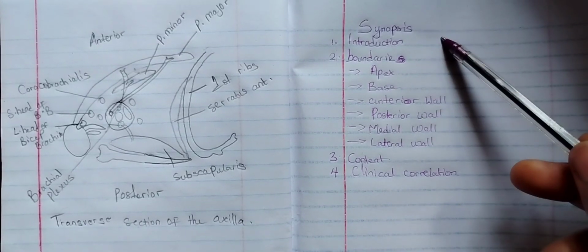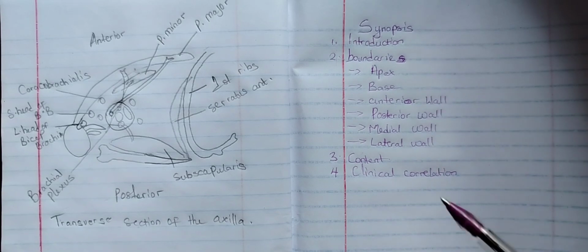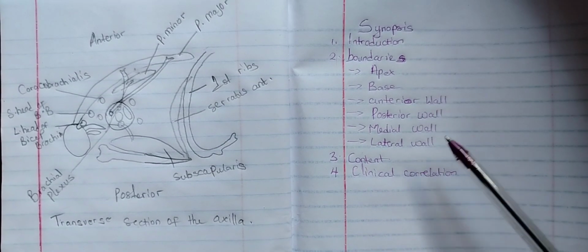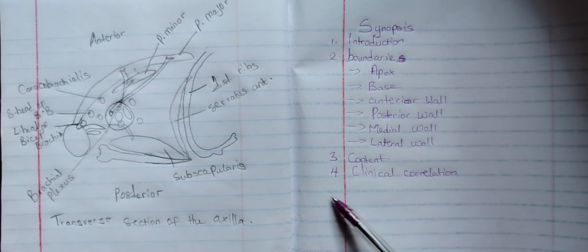We have the introduction, we have the boundaries. Under boundaries, we have the apex, the base, the anterior wall, posterior wall, the medial wall, lateral wall. We have the contents and clinical correlation. So we'll be looking at the axilla under the synopsis I just showed you. We have talked about the introduction, where we said it is a fat-filled pyramidal shaped space. So we're looking at the boundaries.